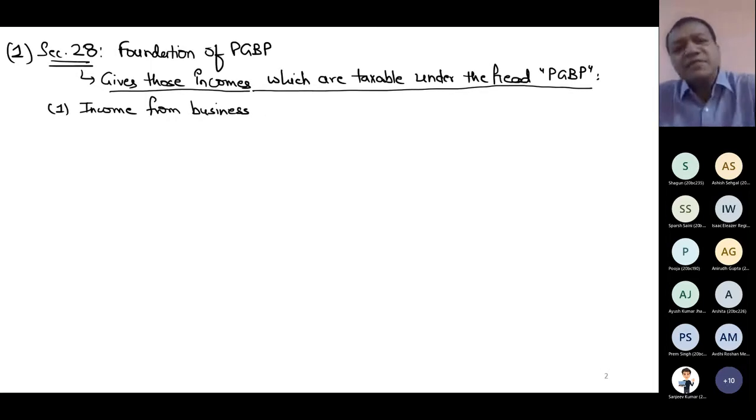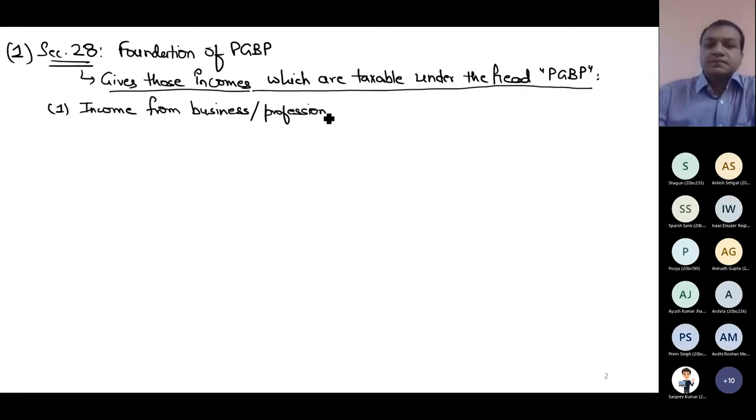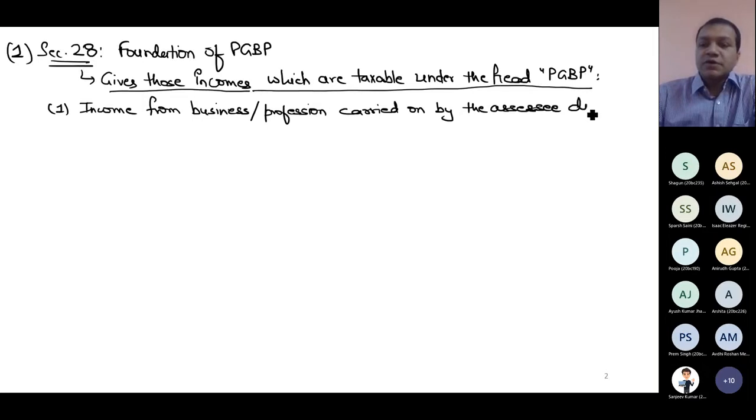If I say previous year, it can be any previous year. So if you are computing the income of previous year 2021, you should check whether any business is being done in 2021 or not. If someone is computing the income for 18-19, that person will check whether in 18-19 business was done or not. That's it. It depends upon the year in which you are computing the income. Income from business and profession carried on by the assessee during the previous year.